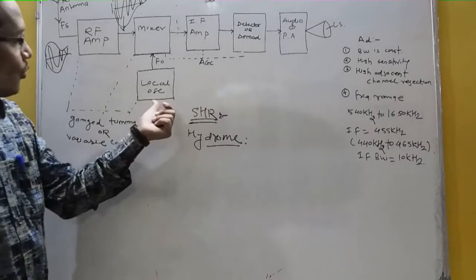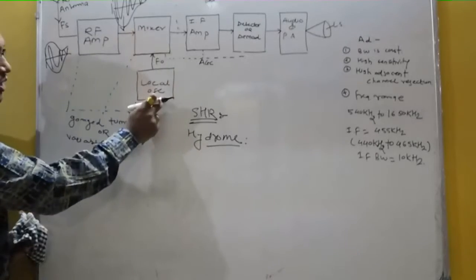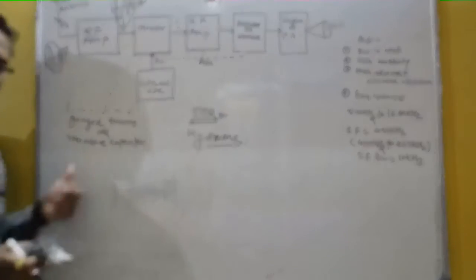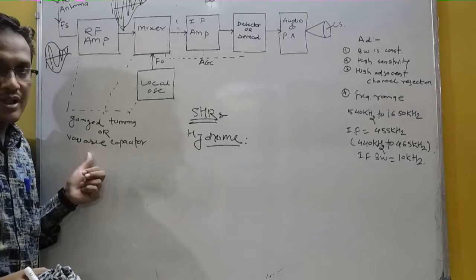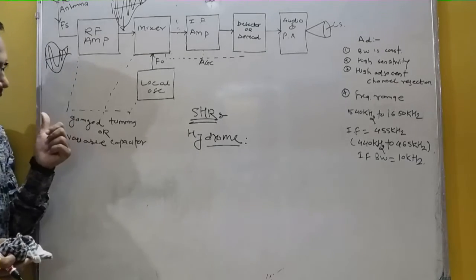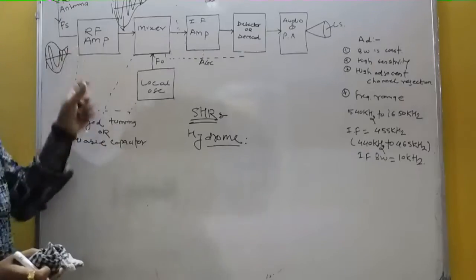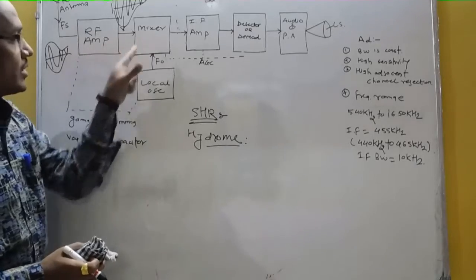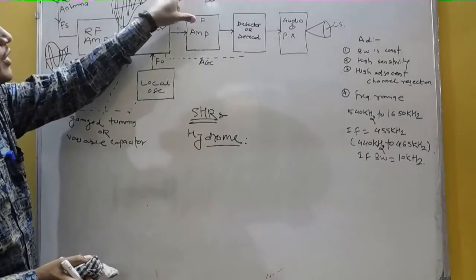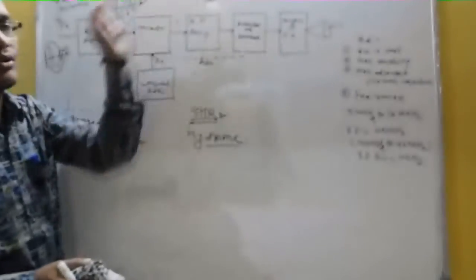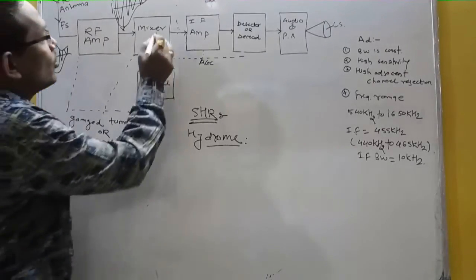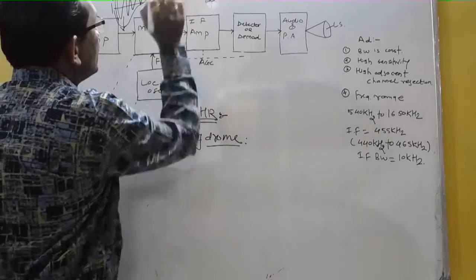Then this is a local oscillator. To the RF amplifier, mixer and local oscillator you apply the gang tuning. This gang tuning is a variable capacitor. The main use of the gang capacitor is to keep the RF amplifier, mixer and local oscillator tuned so as to generate the intermediate frequency, where F0 minus Fs is equal to a constant. The output of the mixer is the intermediate frequency.